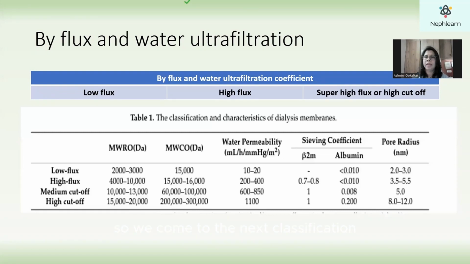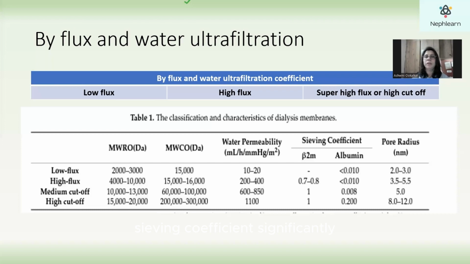So we come to the next classification, which is classification of the dialysis membranes according to their flux, that is their capacity to remove water, water permeability, as well as the mass transfer area coefficient. You can see some terms like MWCO, which is molecular weight cutoff. You can also see the water permeability, and you can see the sieving coefficient.